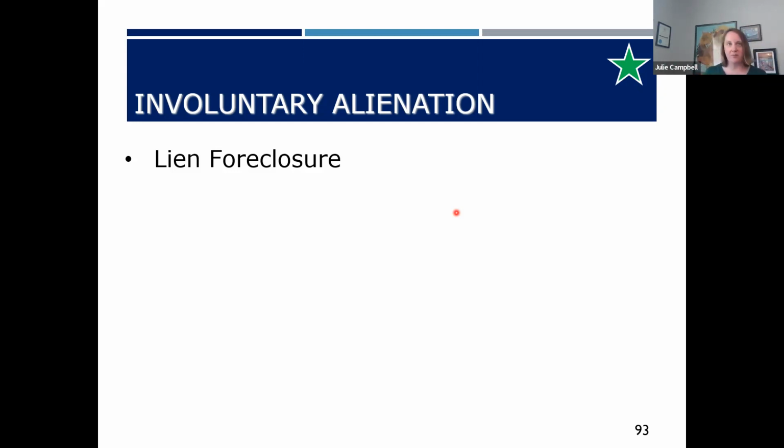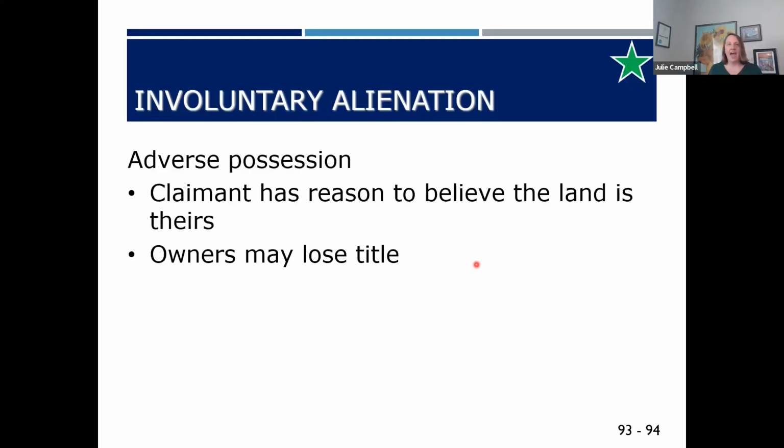That's easement by prescription. If we take easement by prescription a step further, adverse possession means you could actually lose your property to somebody that's been using it for the last 20 years or so.